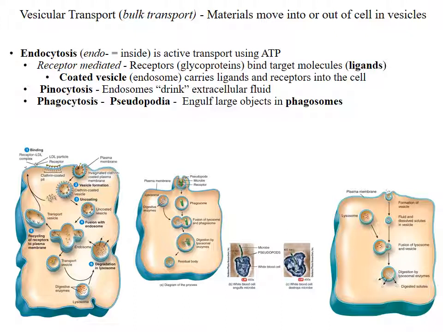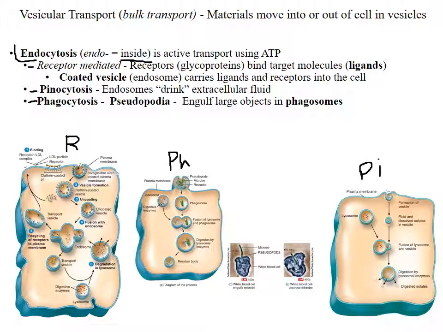If we want to move stuff into the cell, we're going to use a process called endocytosis. And endocytosis comes in three forms. It comes in the form of receptor-mediated endocytosis, it comes in the form of pinocytosis, and it comes in the form of phagocytosis. So we have receptor-mediated endocytosis here, we have phagocytosis here, and we have pinocytosis here, so that you can see what's happening with the differences between them.